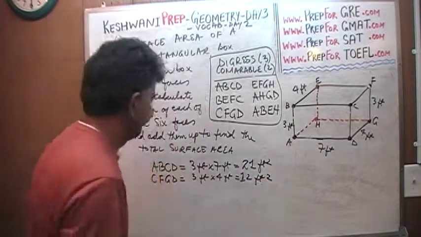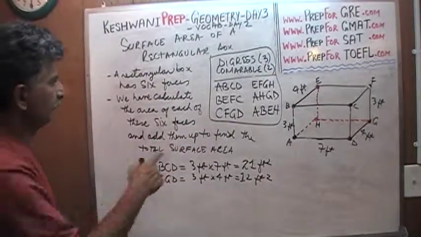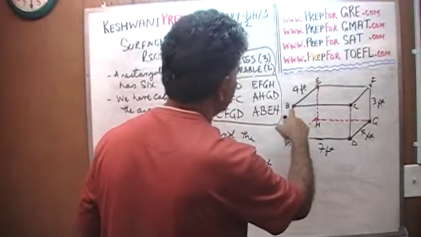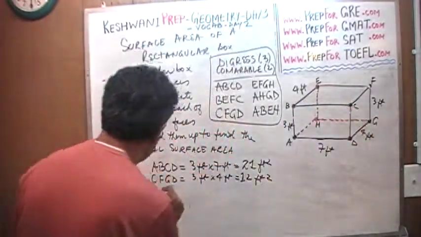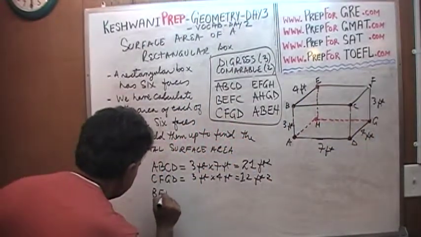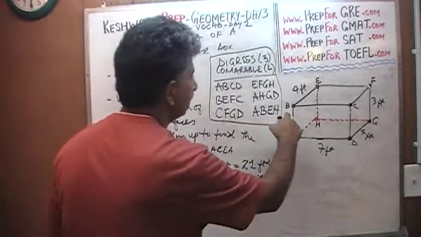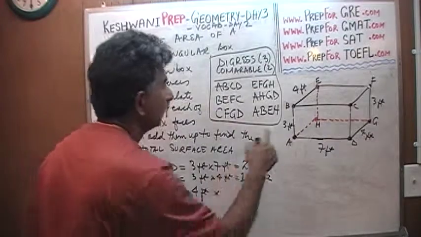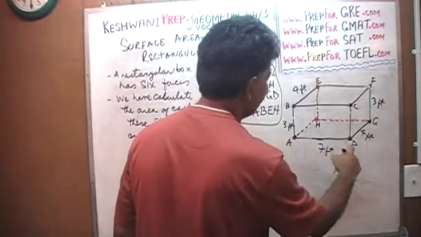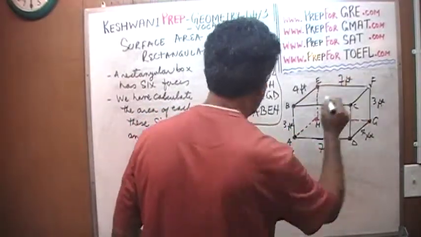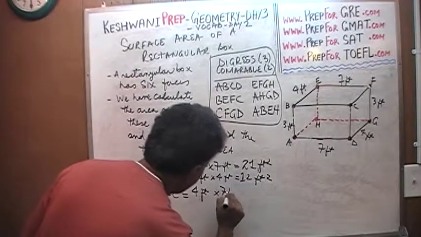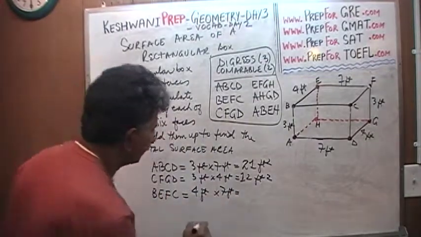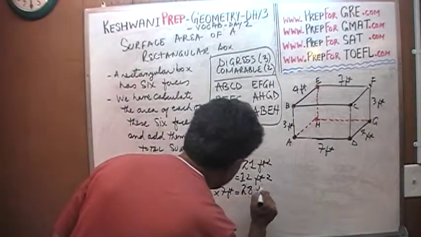12 square feet. And finally, we have BEFC. BE is 4 feet. And E to F is the same as A to D, which is 7 feet. It's 4 by 7, which is 28 feet squared.